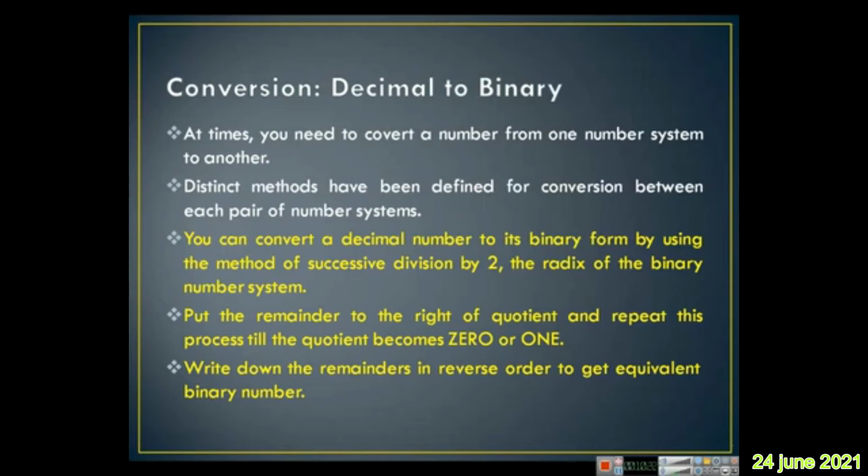You can convert a decimal number to its binary form by using the method of successive division by 2. The radix of the binary number system is 2. Put the remainder to the right of the quotient and repeat this process till the quotient becomes 0. Write down the remainders in reverse order to get the equivalent binary number.